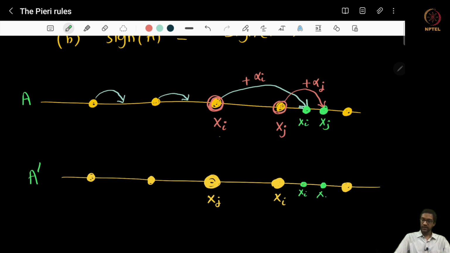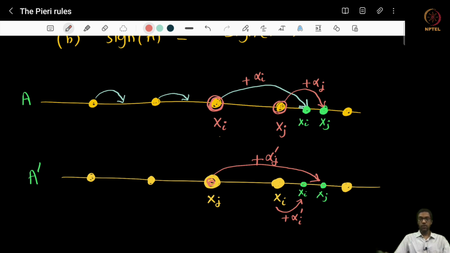So I define alpha prime j as follows. This much is going to be my alpha prime j. It's the amount which will carry my bead xj from this new position here to the desired position there. Similarly, what should be my alpha prime i? It's whatever is required to take xi from this new position to the desired end position.